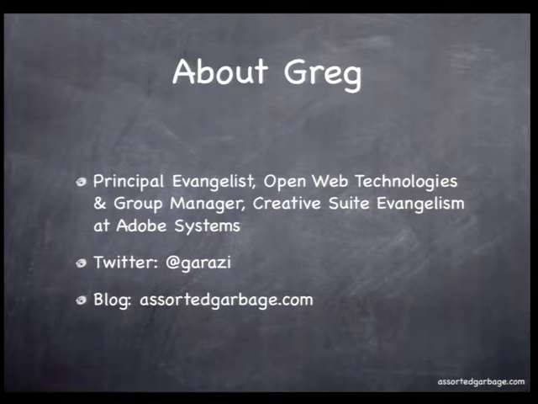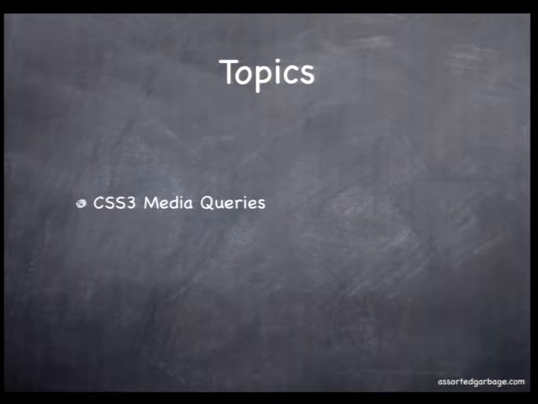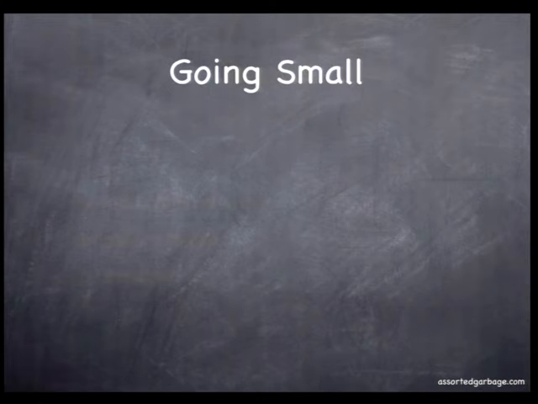So we are talking about three things today in this session. I'm going to divide it up into basically three blocks. First thing we're going to talk about is CSS3 media queries, followed by jQuery Mobile, and then last but not least, we're going to talk about PhoneGap. So those are the three topics, and before I get into those topics, we've got to talk about going small.